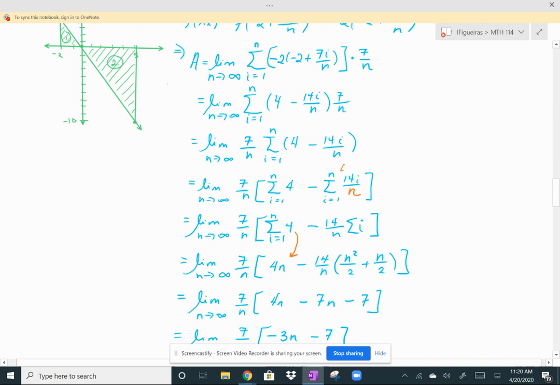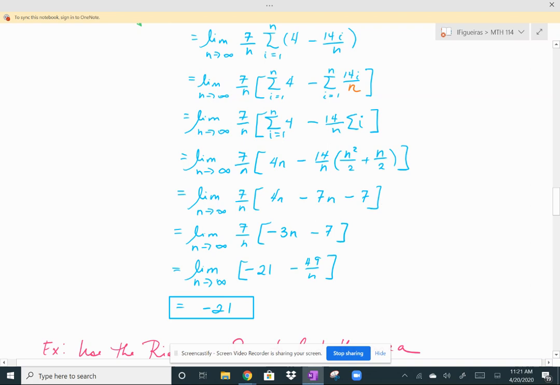Okay, so now we have to just do a little bit of simplifying and some algebra. So in the next line, I'm distributing the 14 over n across the n squared over 2 plus n over 2. And that'll give me the limit as n approaches infinity of 7 over n times 4n minus 7n minus 7. There's some like terms inside of those parentheses. So we have the limit as n approaches infinity of 7 over n times negative 3n minus 7. And now I'm ready to distribute the 7 over n across here. So 7 over n times negative 3n is negative 21, and 7 over n times negative 7 is minus 49 over n. Okay, so that's as simplified as possible.